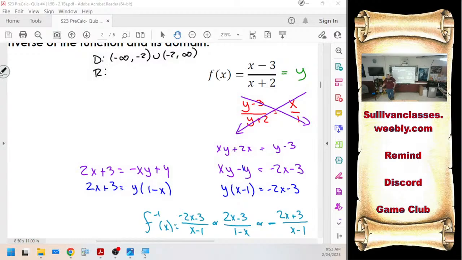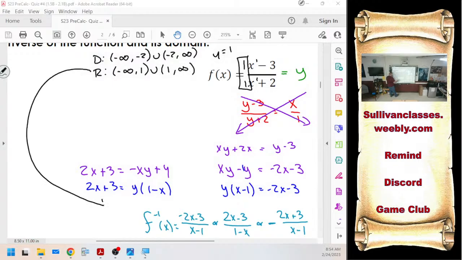You could just dump it in a calculator and see it looks like there's a line at 1. It looks like an asymptote at 1. But because these two degrees are the same, I run with their leading coefficients. Y = 1 is my horizontal asymptote. So I will have -infinity to 1 union 1 to infinity. And I swap my domain and range for my inverse. So again, it says -infinity to 1 union 1 to infinity.